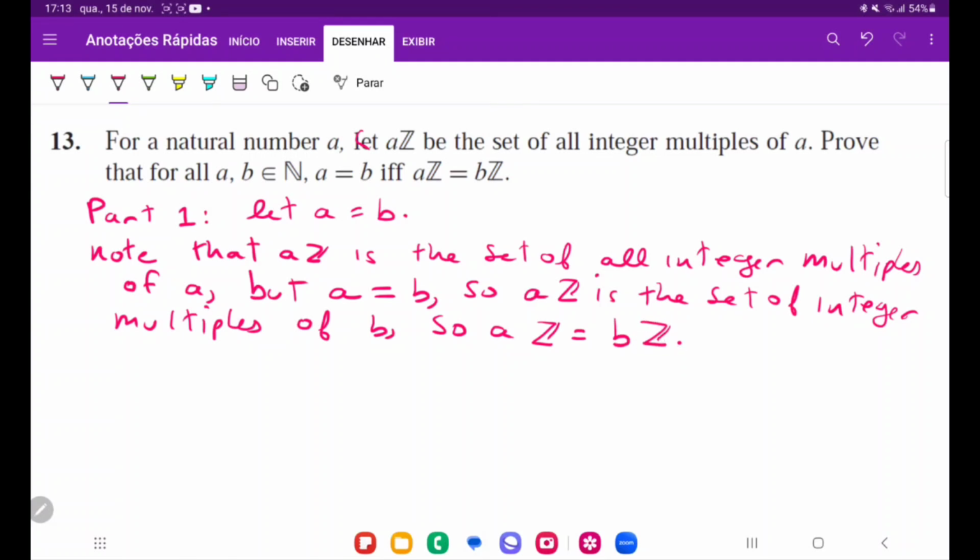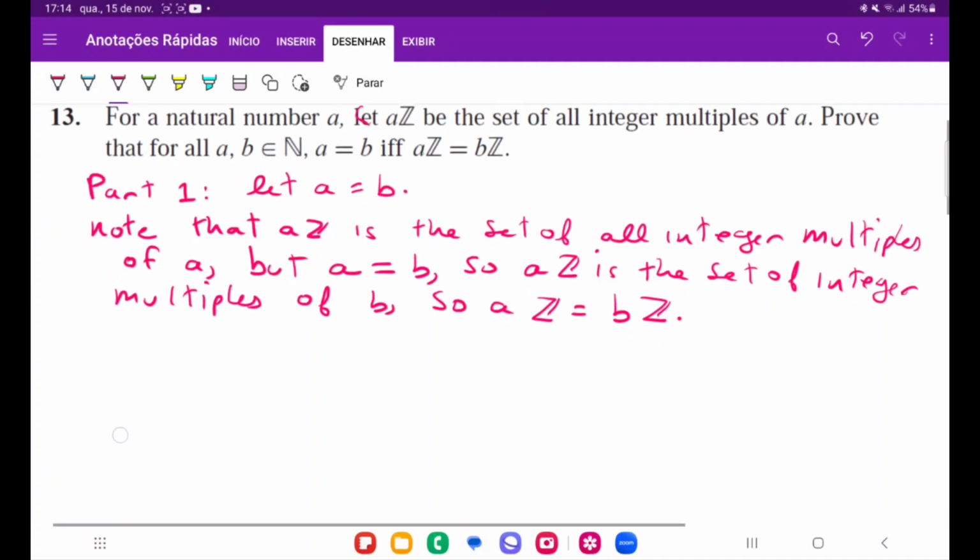So this is very straightforward, right? We're just saying, if AZ is the set of all integer multiples of A, but A is equal to B, it means that AZ is also the set of all integer multiples of B, and so AZ is equal to BZ. No big deal here.